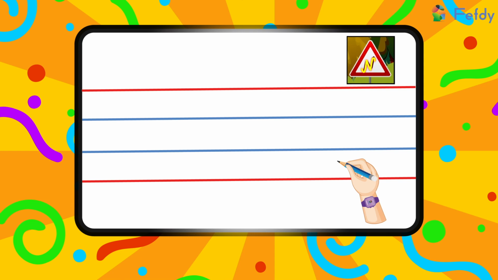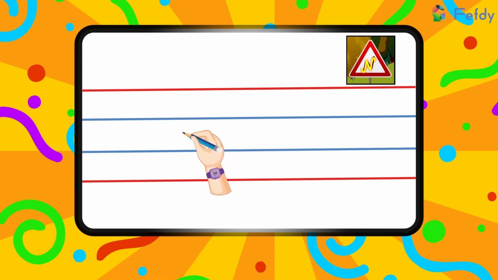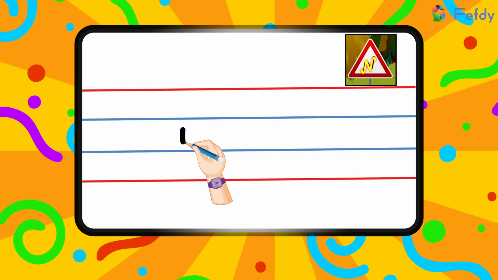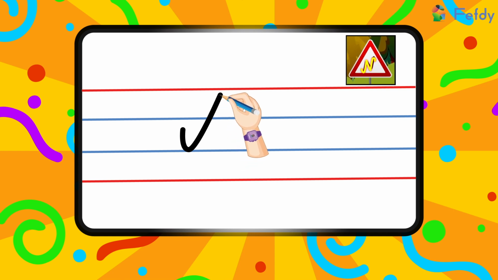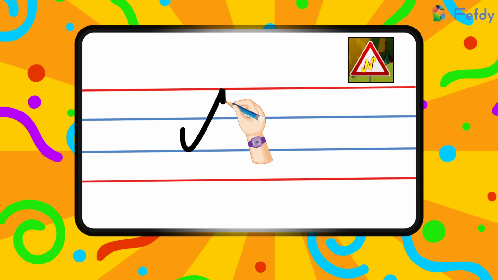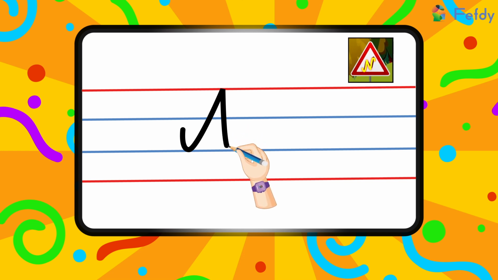Shall we try doing this in our notebooks? Come on. Let's start at the point between the two blue lines. We will make a little curve like this and draw an upward standing line to the top red line. From this point, we will draw a simple rightward downward slanting line to the bottom blue line.